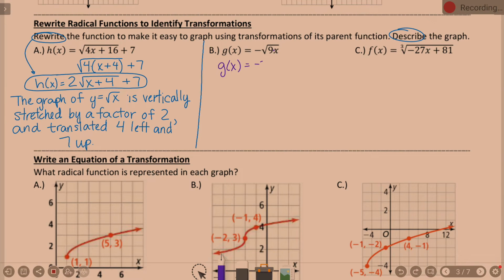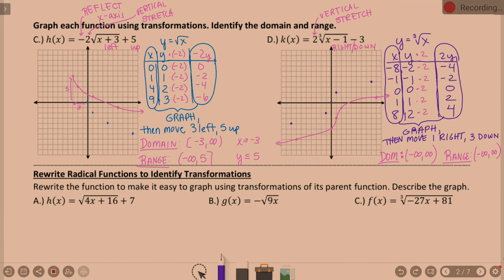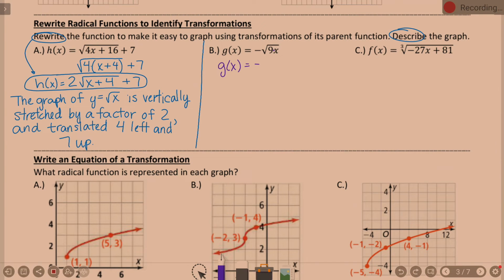the negative's going to stay out front. Okay, negative's going to stay out front. Square root of 9 becomes 3, and then square root of x stays under the radical. So this one, the rewrite is a little bit simpler because you're just pulling the square root of 9 out, putting it as a 3 out front. Okay, what are the pieces we're doing? What are my transformations is what I should say there.